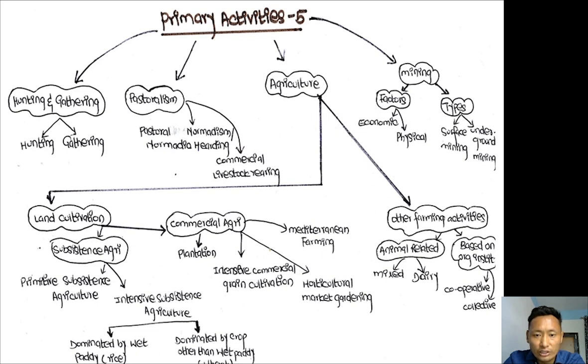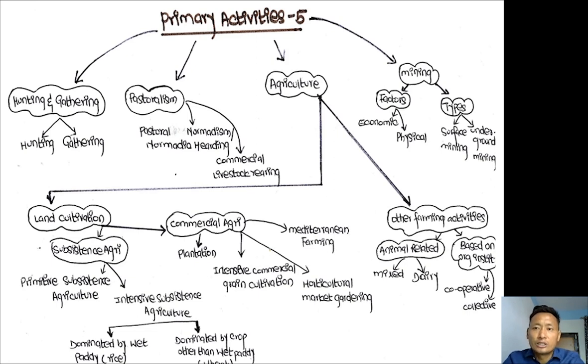They are plantation agriculture, extensive commercial grain cultivation, Mediterranean agriculture or farming, and horticulture, or we can say market gardening. Next topic related with agriculture is other types of farming. They are further divided into two: animal related farming and institutional related farming. Animal related farming is further divided into two: mixed farming and dairy farming. Institutional related farming is further divided into two: cooperative farming and collective farming.